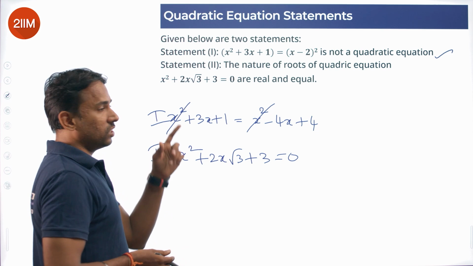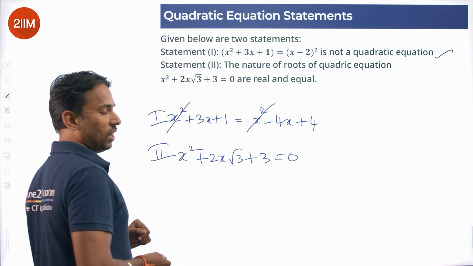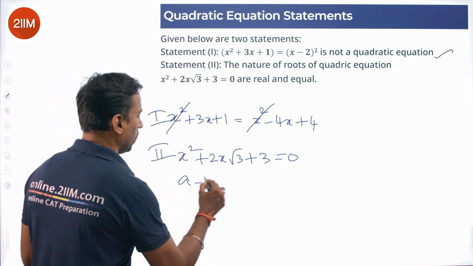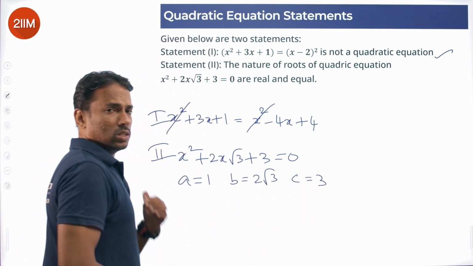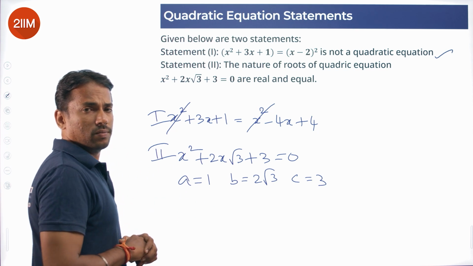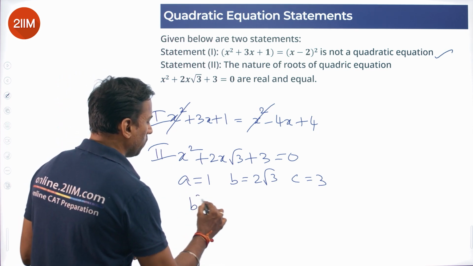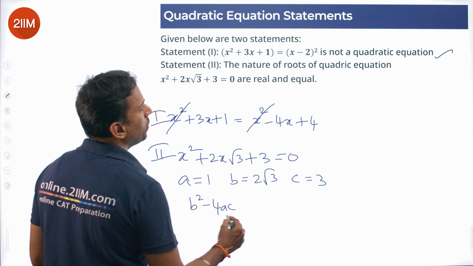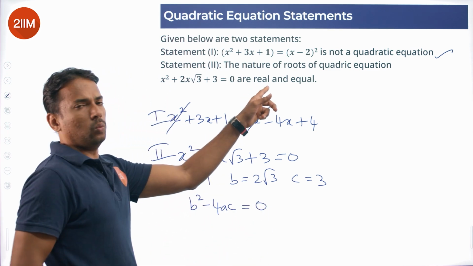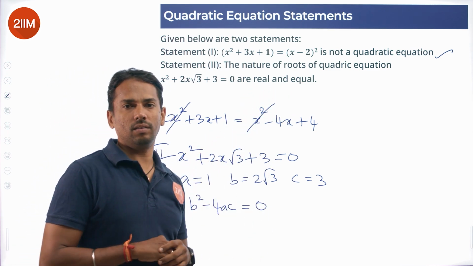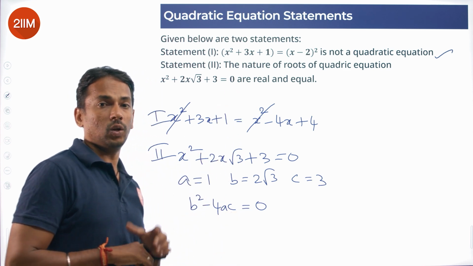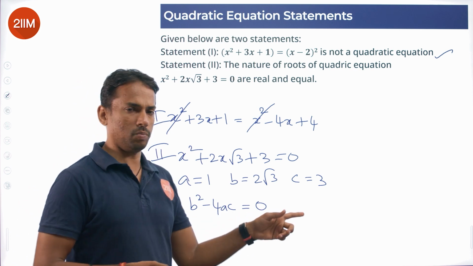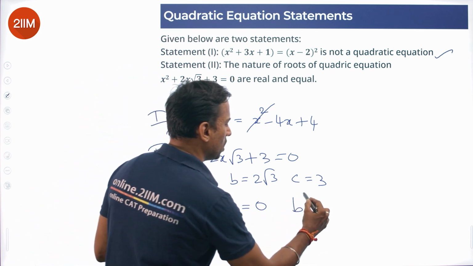Now we want to check the discriminant, for which we need the values of a, b, c. So a is 1, b is 2 root 3 and c is 3. What is the discriminant? B square minus 4AC. B square minus 4AC should be equal to 0 in order to get this condition verified. Because if the roots need to be real and equal, B square minus 4AC should be equal to 0, or B square should be equal to 4AC.